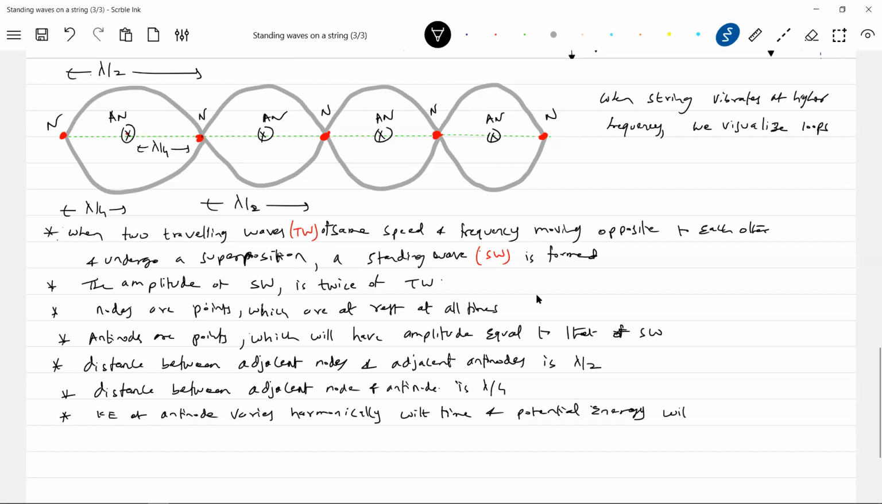Potential energy will be 0 at all times.